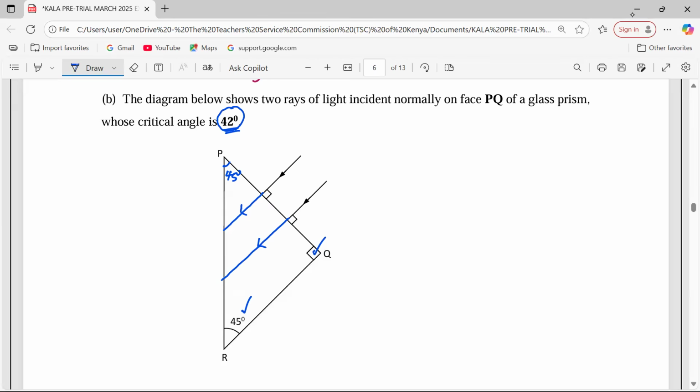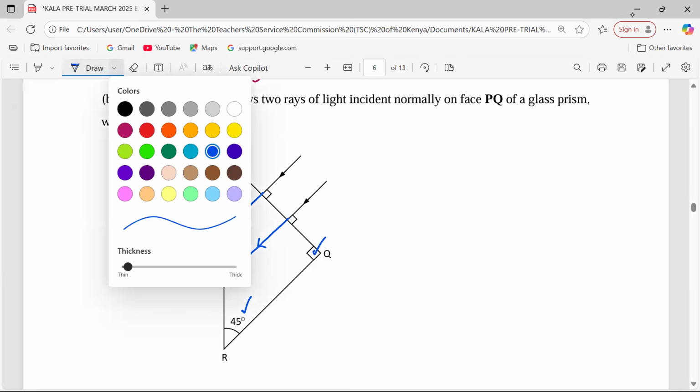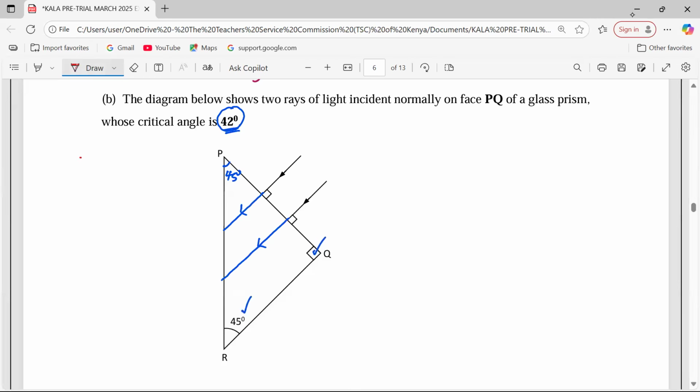Now, if they are proceeding undeviated, it means we can draw normals at the point where they are incident on the second side. So we draw a normal at this point, and at this point. You see? So we draw normals like that. A normal is of course perpendicular to this particular face. This is 90 because the ray passed undeviated. We have a 45 at the corner here. Therefore, the angle here is also 45, and the one here shall automatically be 45.